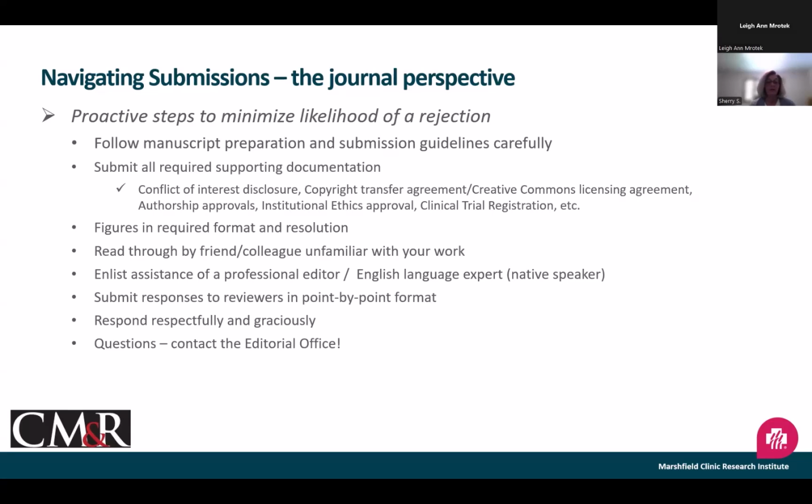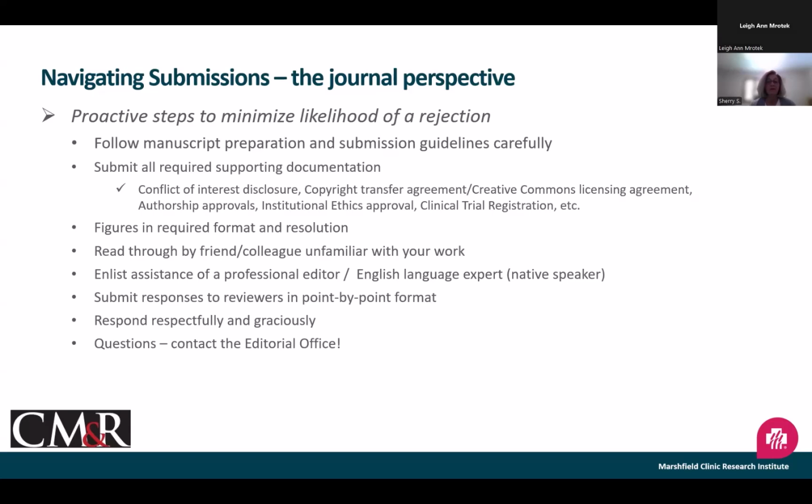Always, as Yulia said, you want to be respectful and gracious in your responses. I would add to what Yulia said that most editors and most reviewers are not paid in any way for doing the work that they do. They're doing it completely in an altruistic manner to help advance science and help you advance your own science. So always really be gracious and appreciate what they're doing for you. And again, if you have questions throughout the process, you can always contact your editorial office. They're there to help you with whatever you have questions about.